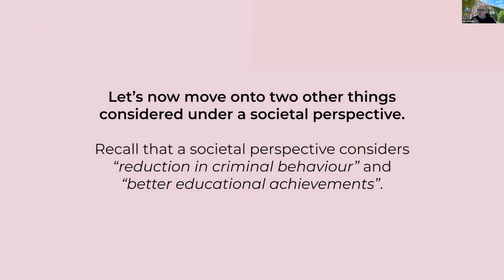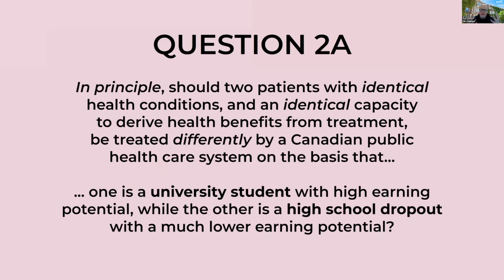Let's move on quickly to another couple of things considered under a societal perspective. So one is reduction in criminal behavior. The other is better educational outcomes. And this is the same question that we had a few minutes ago. I'm just going to change the end of this. So we have two patients who are identical. They have identical health conditions. They have an identical capacity to derive health benefits from treatment.